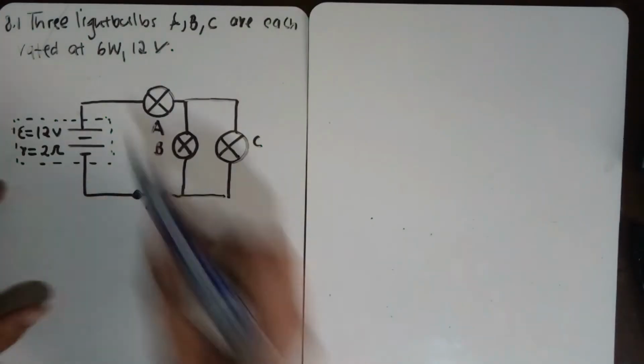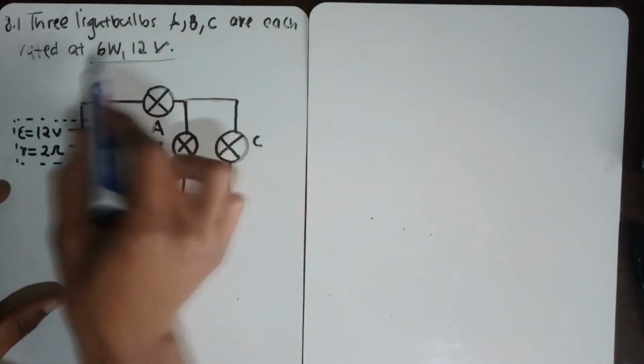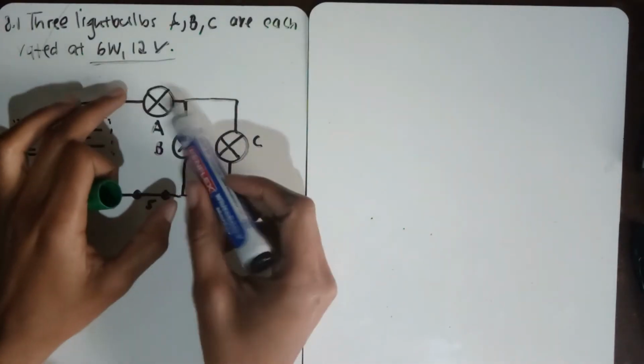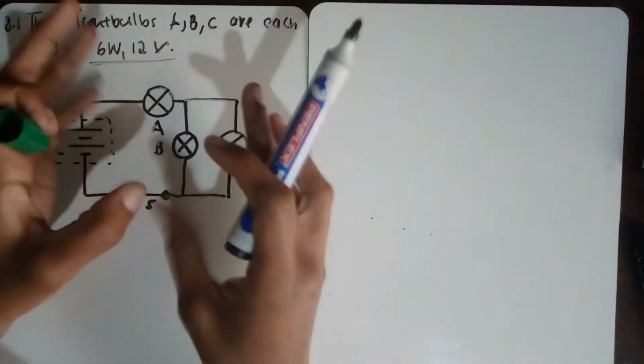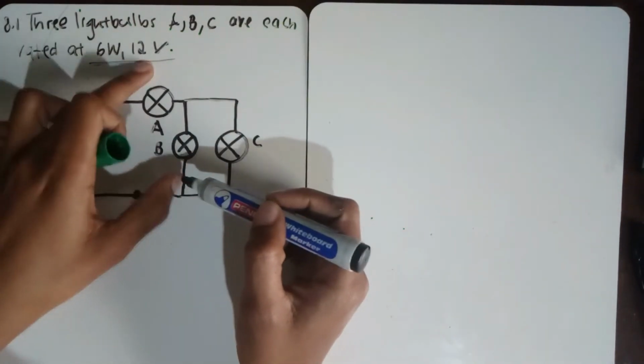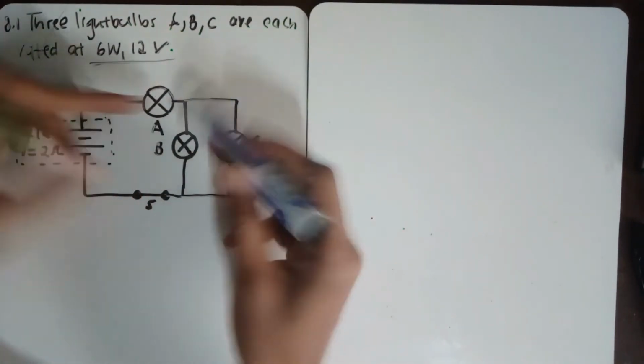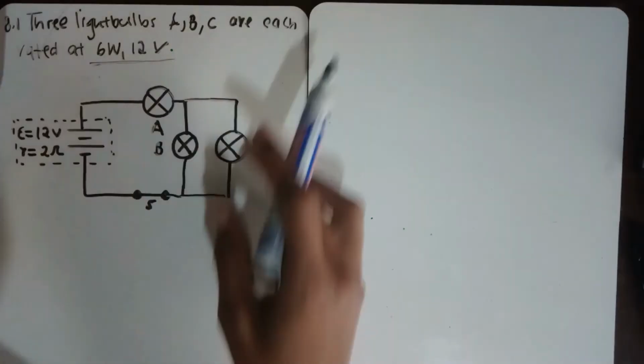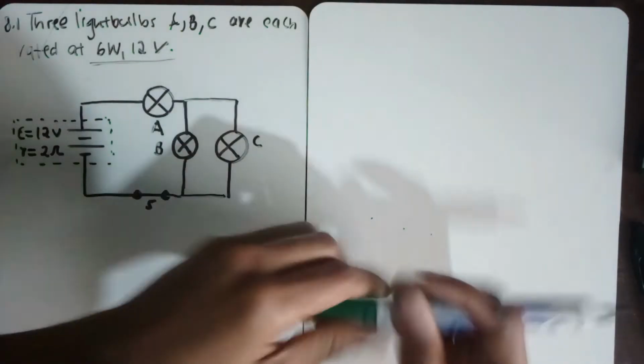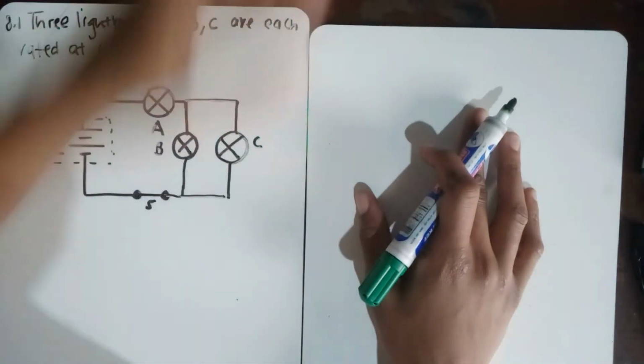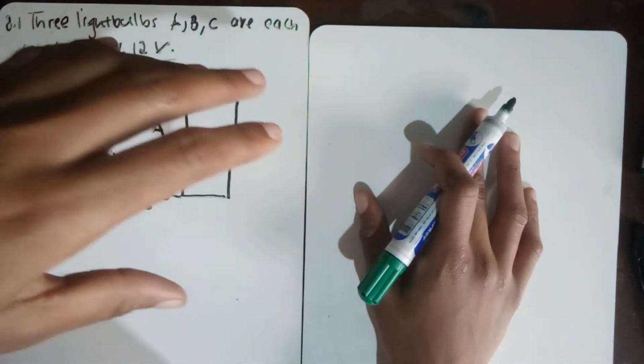So these are the specifications that we're given. We are told that the power for all of these light bulbs A, B and C is 6 watts, and their potential difference is 12 V, all of them. They are identical. So it's just a matter of selecting which power equation you're going to use. Remember, these are available at the back of your question papers.